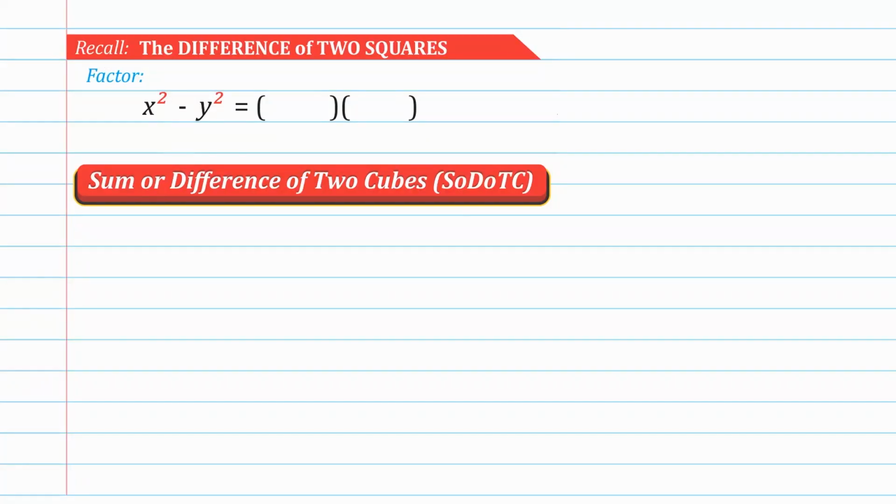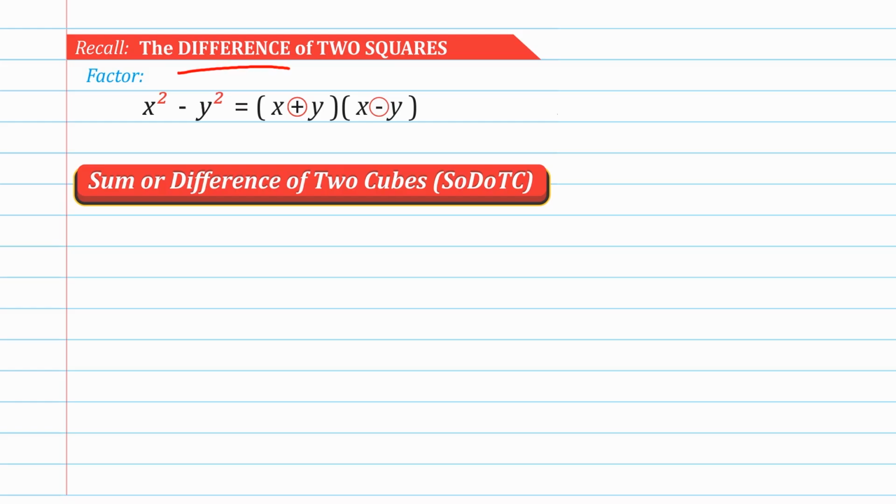Before we continue discussing the sum or difference of two cubes, let us review our previous topic, the difference of two squares. Remember that when you have a binomial where the terms are perfect squares, we factor them by multiplying two binomials, the sum and the difference. That should be the first thing on your mind. Take the square root of the first term, copy that here, and the square root of the last term, copy that here.